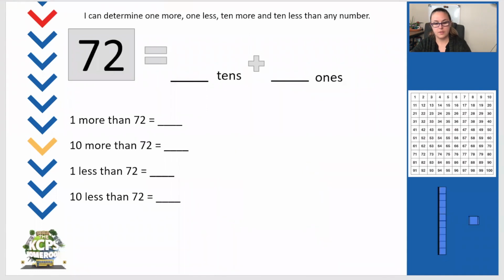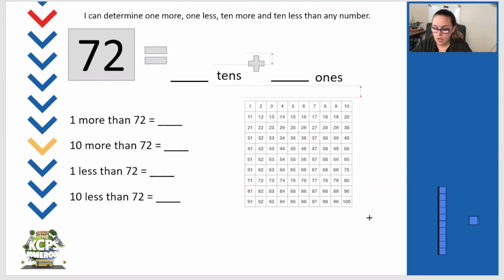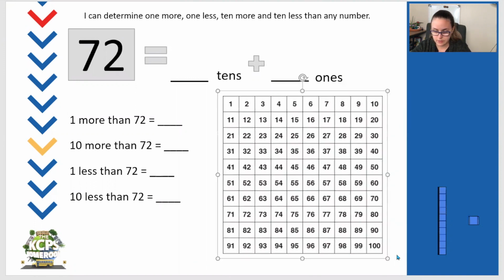So let's talk about the second problem. The second number we have is 72, and we have to calculate 1 more than, 10 more than, 1 less than, and 10 less than 72. And this time I'm going to use a hundreds chart. So I'm going to make it a little bigger so that it's easier for us to use.